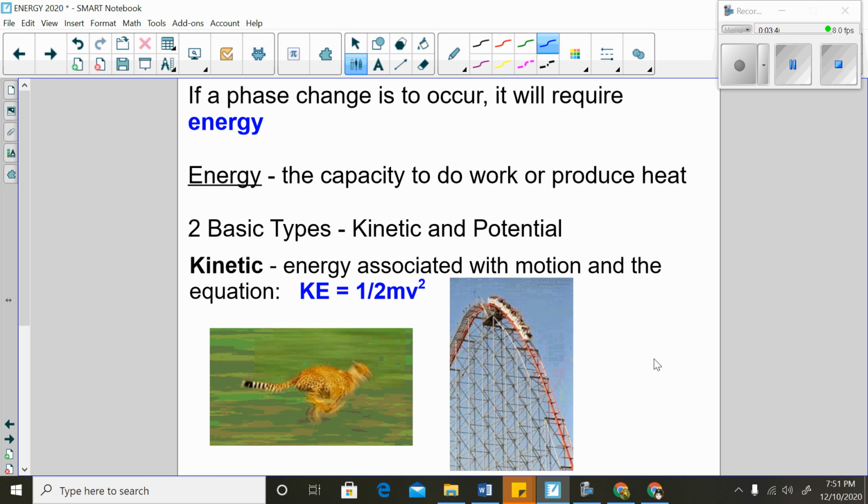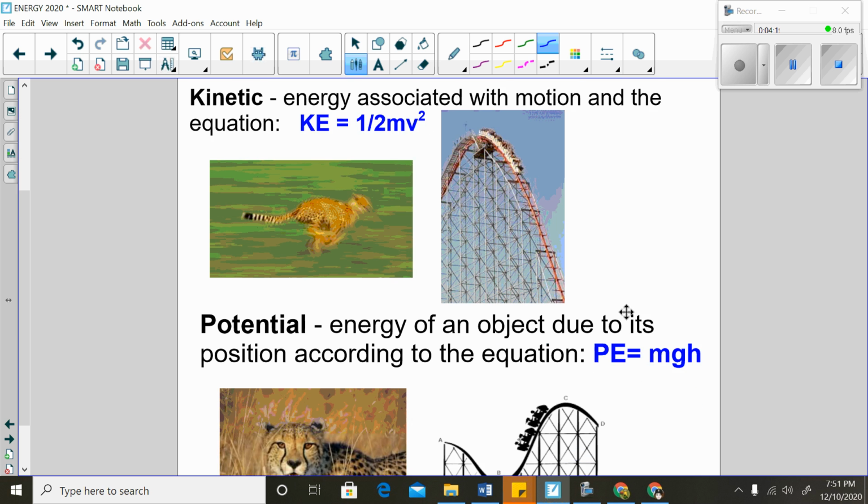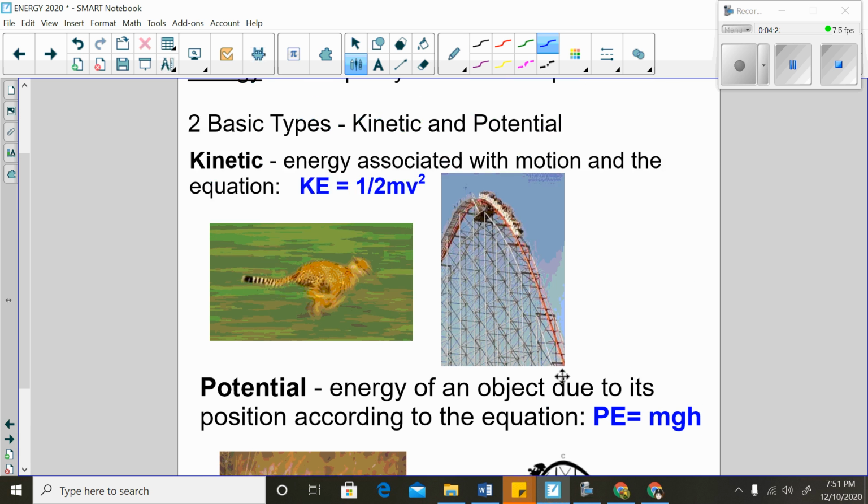Now, if a phase change is to occur, it will require energy, which is what you saw on that phase change diagram. And remember, energy is the capacity to do work or produce heat, right? And there are 2 basic types. We have kinetic and we have potential. So I just really need you to know the types, the calculations, I will say for physics class. So if you want to calculate with kinetic or potential energy, take physics. So you can see what physics might be calculating in terms of potential energy, just saying, or kinetic energy.